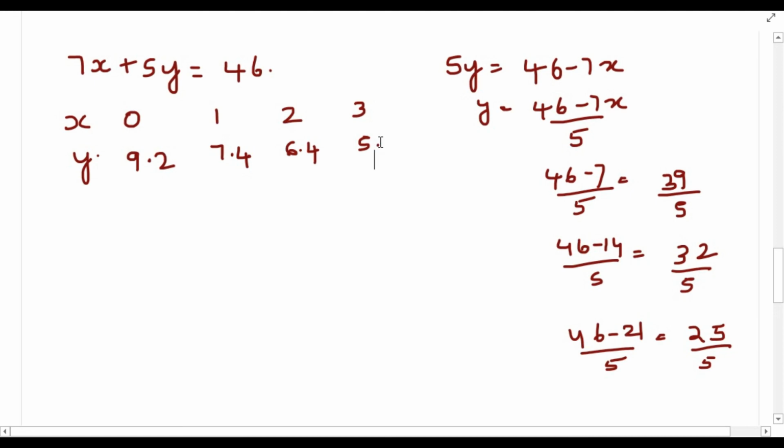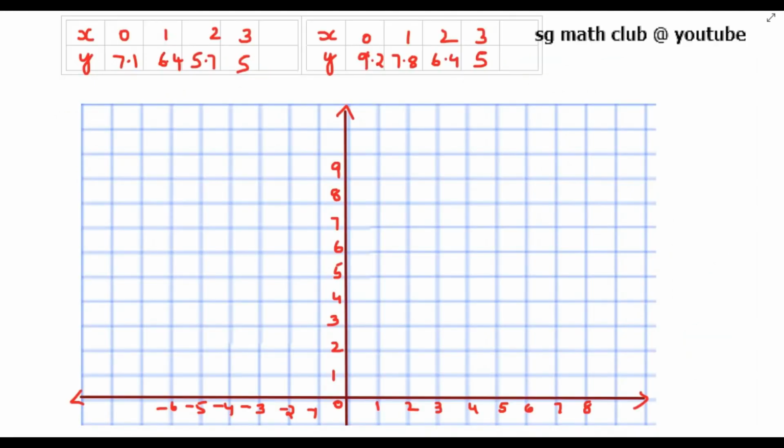Now we will draw the graph for these values. Now we will plot these points. For 0 it is 7.1, somewhere here it will come. For 1, 6.4. For 2 it is 5.7, and for 3 it is 5. Same way we will mark the next graph also. For 0, 9.2, then for 1 it is 7.8, for 2 it is 6.4, and for 3 it is 5. Now we will join these points and let's find out the intersecting point.